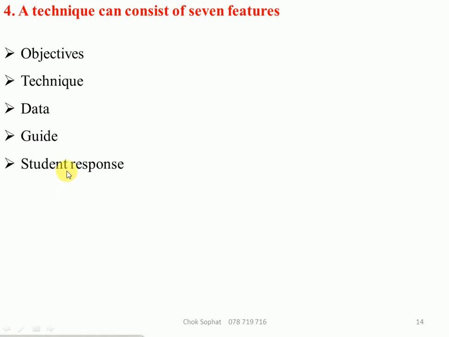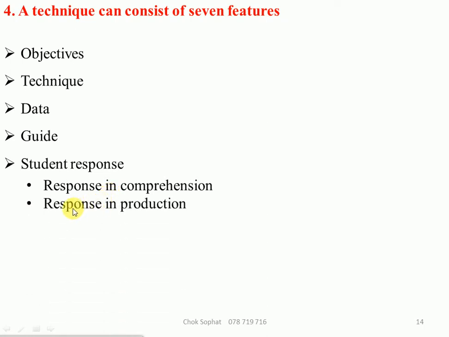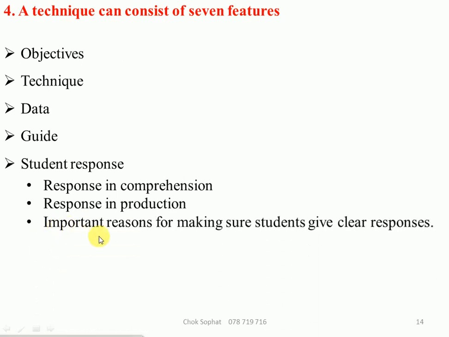Student response: how do the students respond to the techniques? The students can respond to the techniques or not. The response is the comprehension, and the response in production. So they understand the technique or not, and they can produce or achieve the technique or not. An important reason is making sure students give a clear response. So when we set the techniques, we must be sure that the students give a clear response to the technique.